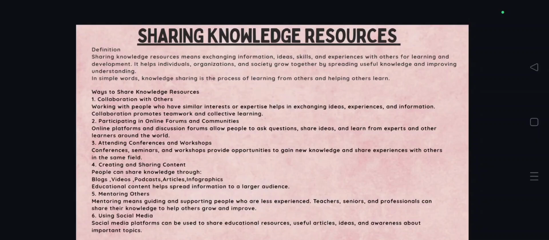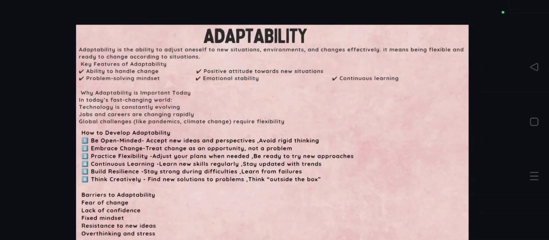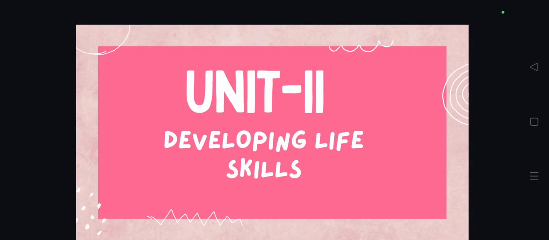Then comes mentoring others. Mentoring and guiding others, supporting people who are less experienced. Teachers, seniors, professionals can share their knowledge with us and help us grow and improve together. Then next comes using social media. Social media platforms, as I told you, can be a good way to share knowledge, educational resources, articles, ideas, awareness about important topics.